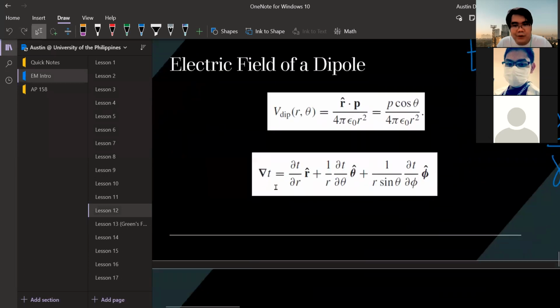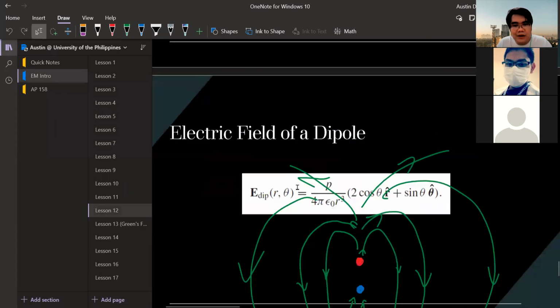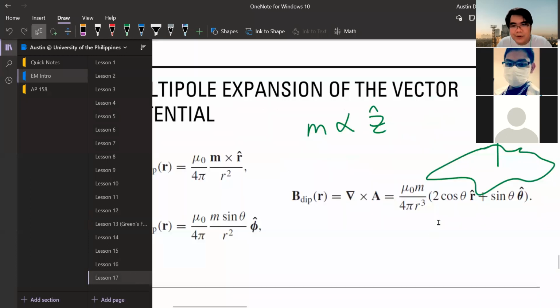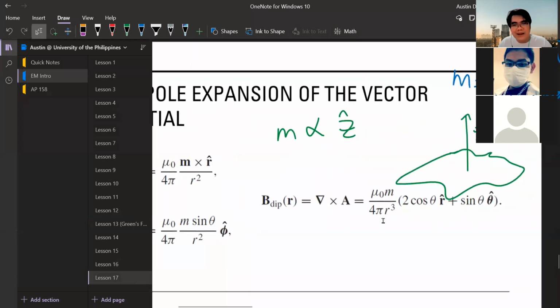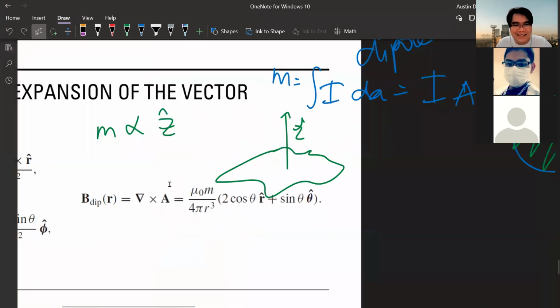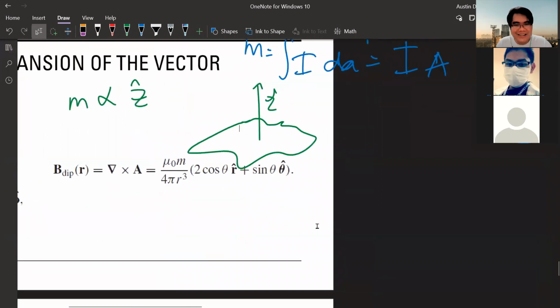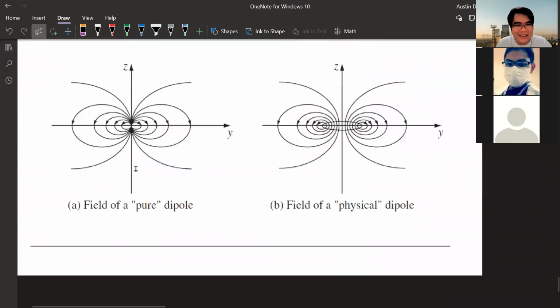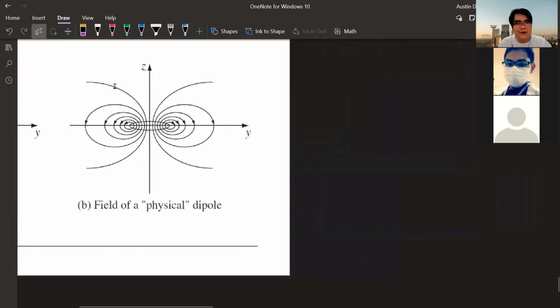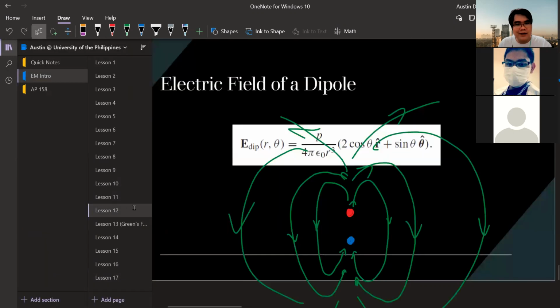The field of a dipole: 2 cosine theta, sine theta, then r hat, theta hat. The result is 2 cosine theta, sine theta. Ang galing, di ba? Parehas sila ng itsura. Amazing. So, anong itsura niyan? Ganito itsura niyan. Kamukhang-kamukha. Ang pinagkaiba lang nila, kung maaalala niyo yung sa dipole, tingnan natin.